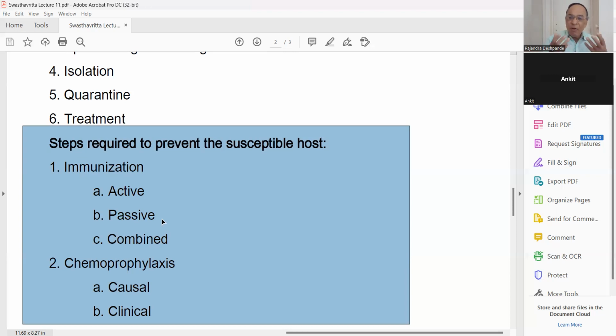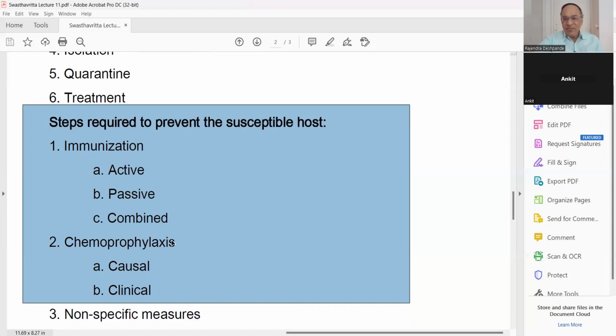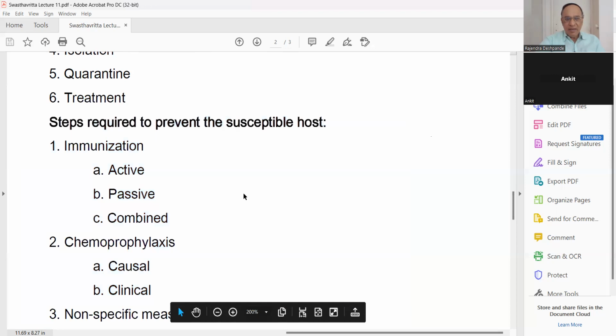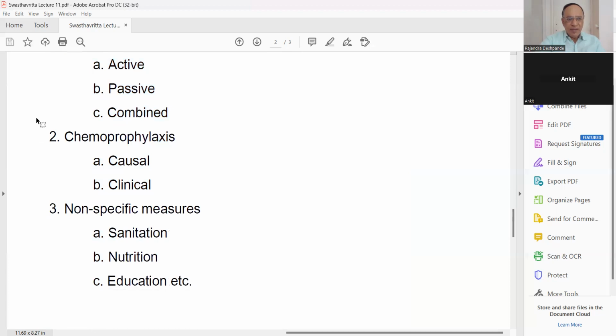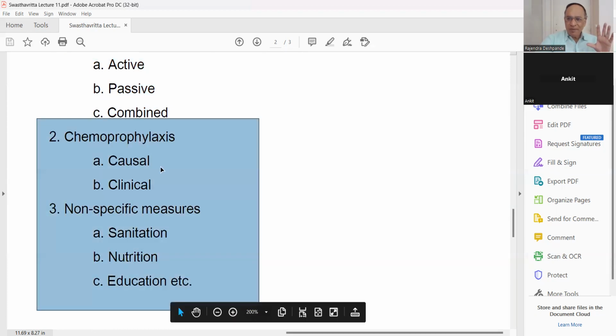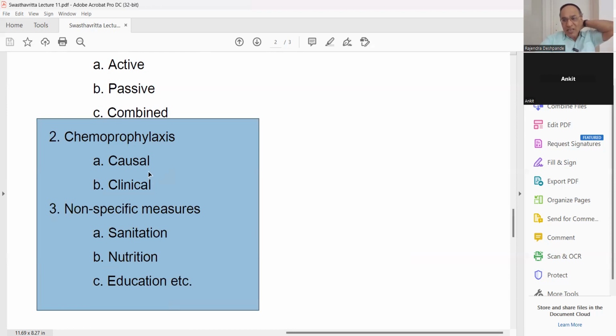So immediately giving antibodies is active, and developing the antibodies by the person himself is called passive. Then chemoprophylaxis, casual and clinical. Can you understand what is meant by chemoprophylaxis? Very simple. First is casual: drinking boiled water. That is a casual type of prophylaxis, or giving some normal saline. But clinical chemoprophylaxis is specific antibiotics, specific medicine according to the disease. That is called clinical chemoprophylaxis.